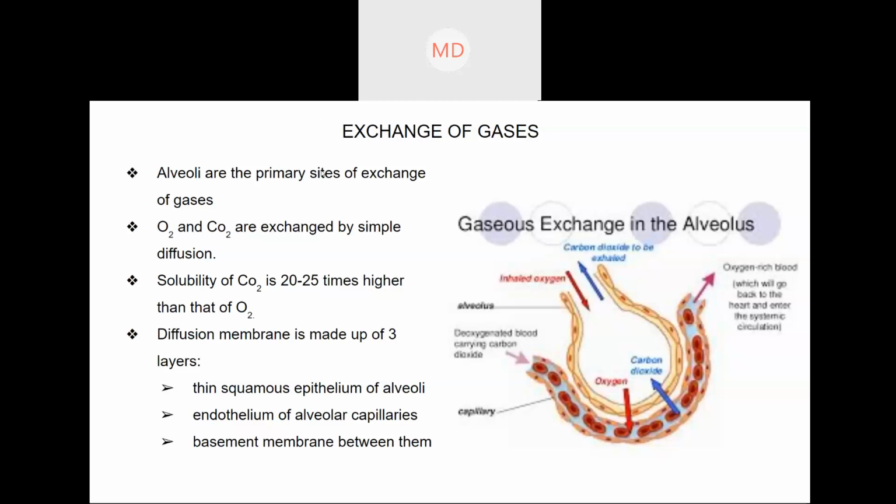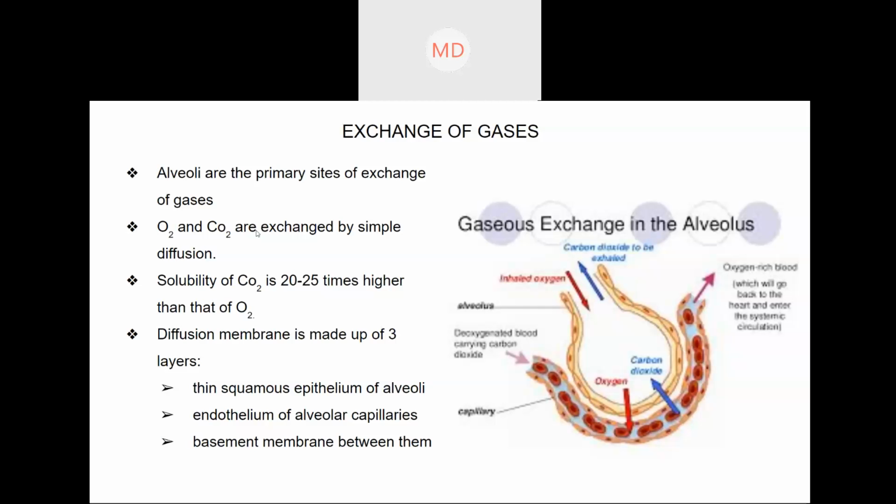So this exchange generally takes place by simple diffusion. Now, what is simple diffusion? Do you know what simple diffusion is? Simple diffusion is actually a type of passive transport. It is not an active transport, it is a passive transport. And in simple diffusion, what happens?